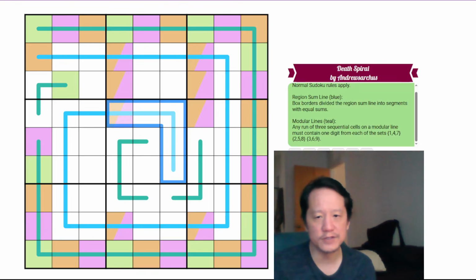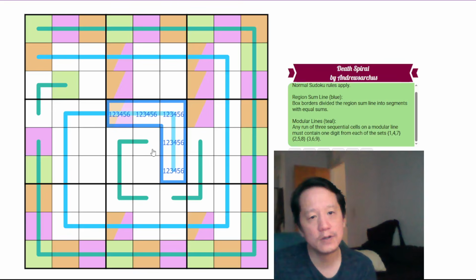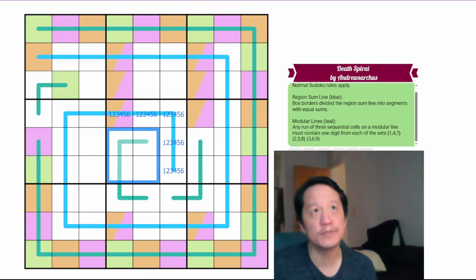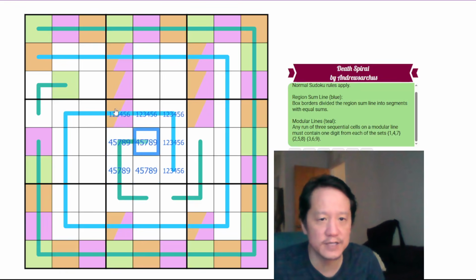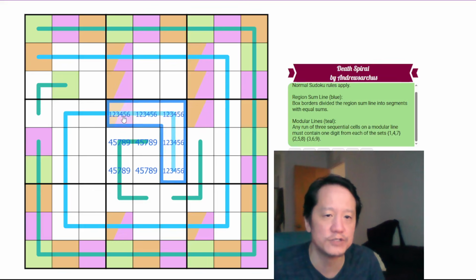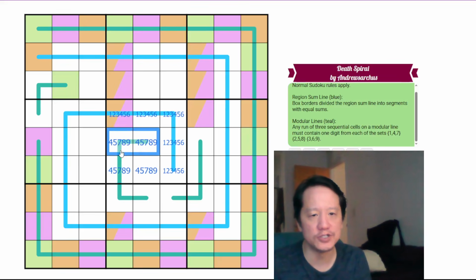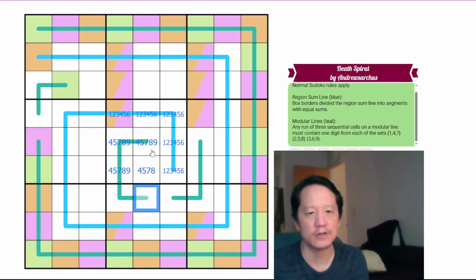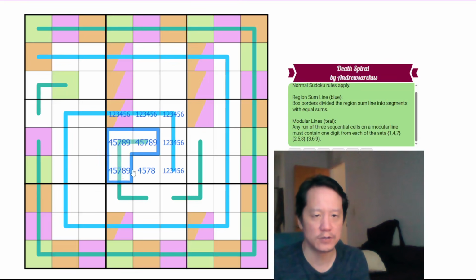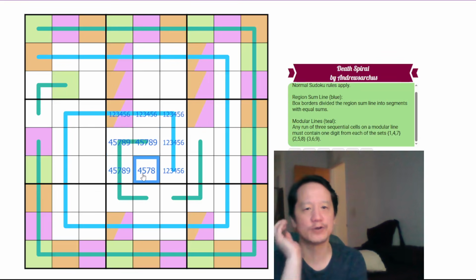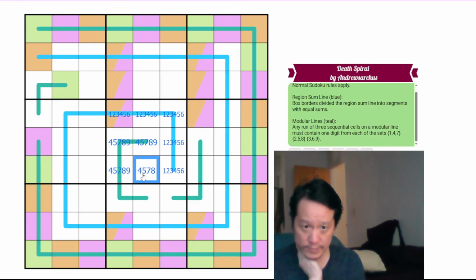So either way, this is guaranteed to be 1, 2, 3, and 6. And we have either 4 or 5 here. Which means this is then 4, 5, 7, 8, 9, because 1, 2, 3, and 6 are guaranteed to be on this region sum line. 9 has to be the 0 mod 3 digit here. So this is guaranteed to be 9, therefore 9 cannot be there.